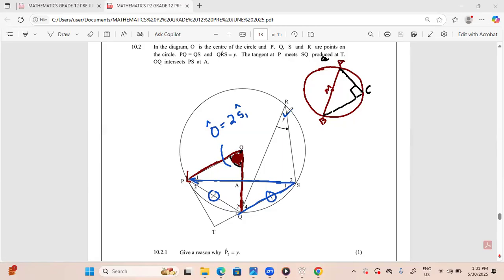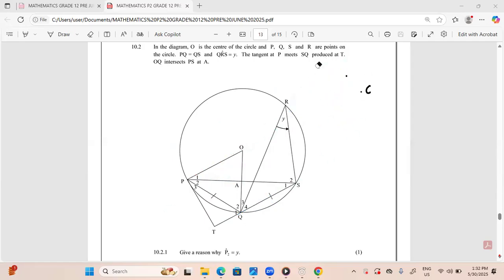This angle is Y. The tangent at P: remember, I told you that whenever they give you the tangent, look for what we call the tan-chord theorem. But this time around, I will also say to you, whenever they give you a tangent, check if you have this theorem as well, which is called tangent is perpendicular to the radius. Tangent is perpendicular to the radius of a circle. So they are saying the line PT is a tangent. So let us show the tangent line. This is the tangent.